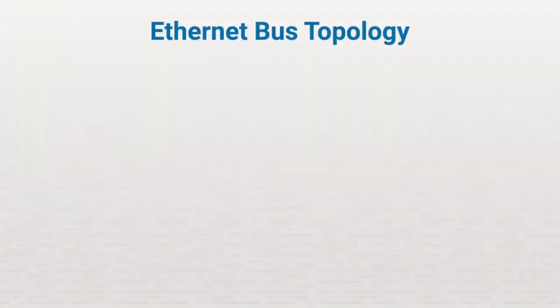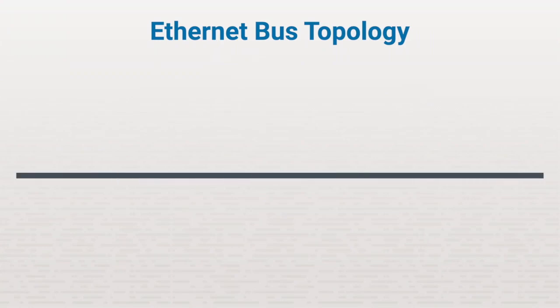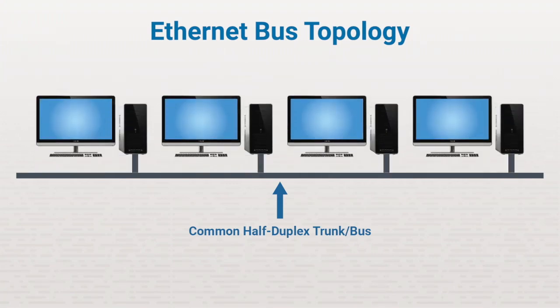Ethernet can be used on one of two physical topologies, bus or star. Older Ethernet standards used a physical bus topology where you had a single common half-duplex trunk, also called a bus, that all network devices connected to. If you encounter this topology, it's important that each end of the bus is terminated, which prevents the signals from reflecting off the end of the transmission line.